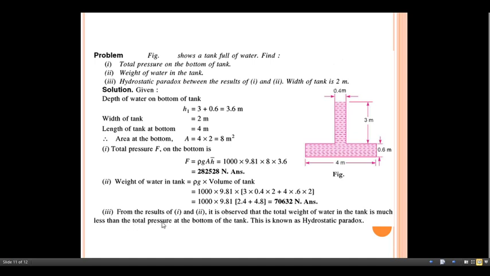Now from these two results, it is observed that the total weight of the water in the tank is much less than the total pressure at the bottom of the tank. This is known as hydrostatic paradox.